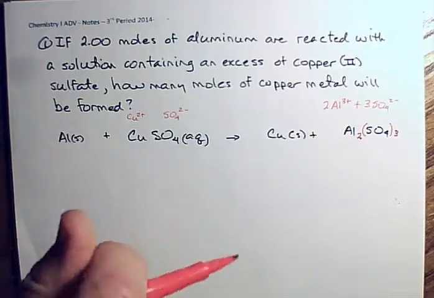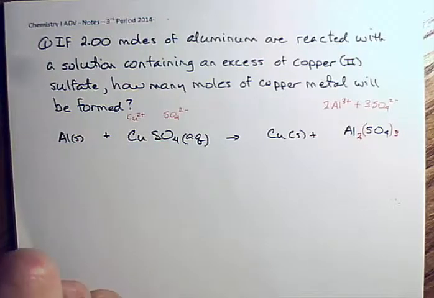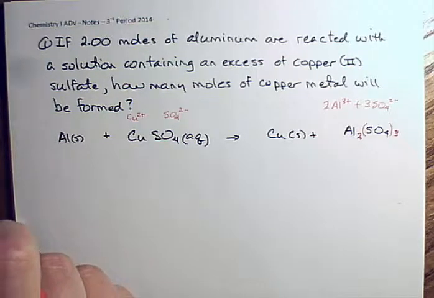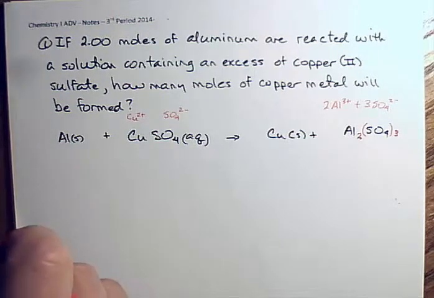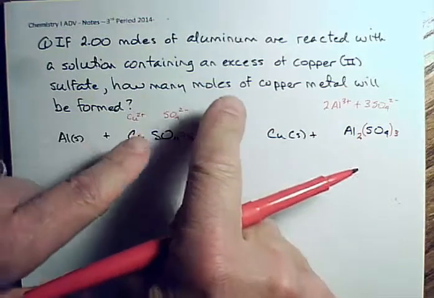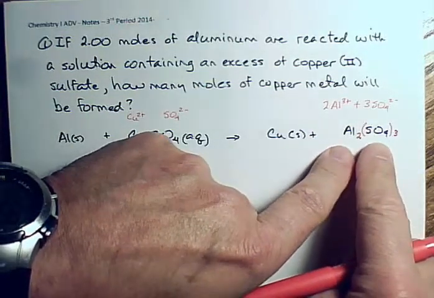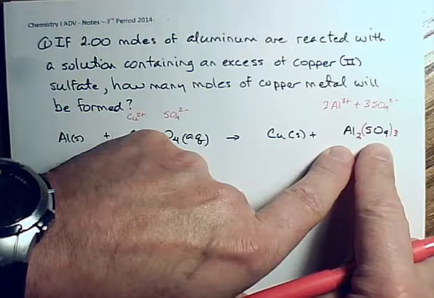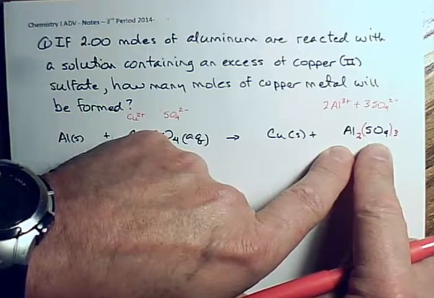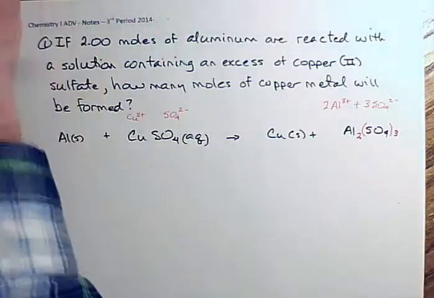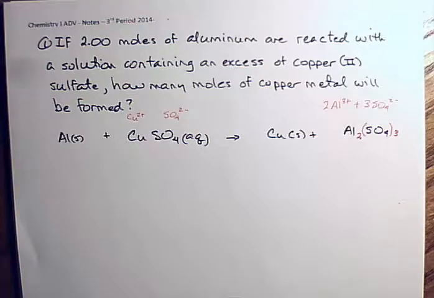Now, what's the physical state for the aluminum sulfate? Where do you look to find the physical state for this? Solubility rules, because there's water around and this is an ionic compound, we're going to look at the solubility rules to find out what physical state it's going to be in. And what physical state will it be in?